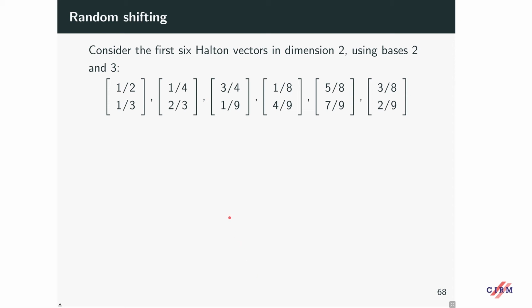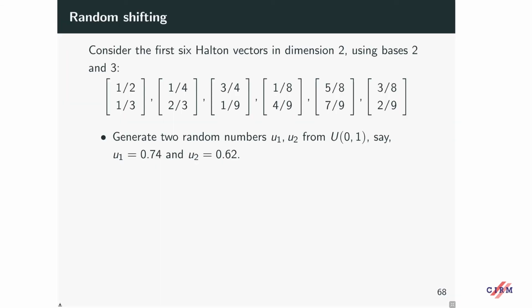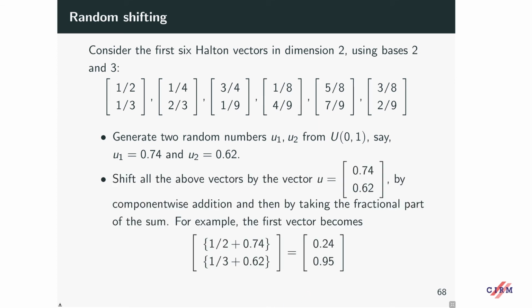So as an example, let me look at the first 6 Halton vectors in dimension 2 using bases 2 and 3. Now let's say I want to randomize this using random shifting. To do that, you are going to generate some random numbers, and of course these are pseudo-random numbers, u1, u2, let's say. And let's say these numbers turn out to be 0.74 and 0.62. And then you are going to shift all of these vectors, your Halton vectors, by this vector u.